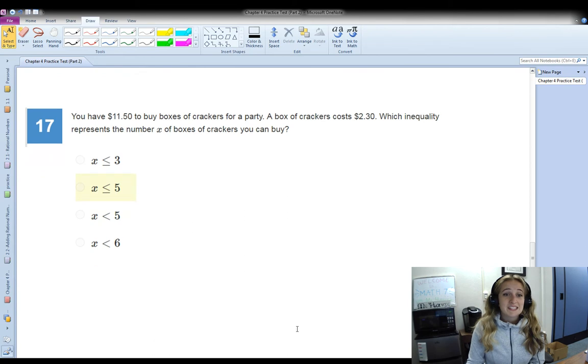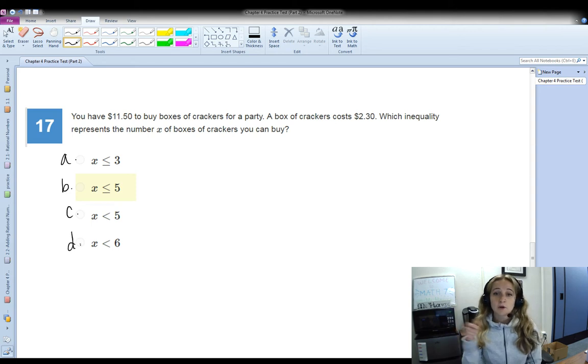Okay, let's scroll down to 17. You have $11.50 to buy boxes of crackers for a party. A box of crackers costs $2.30. Which inequality represents the number X of boxes of crackers you can buy? This is going to be A, B, C, and D. All right, go ahead and solve it.